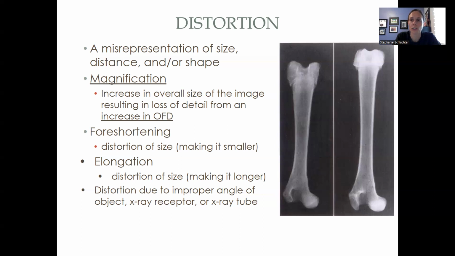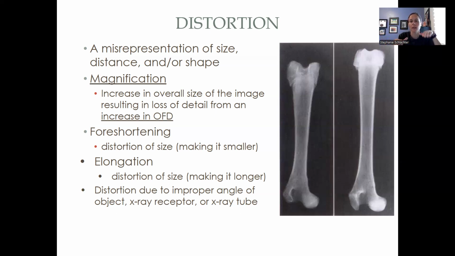Now, foreshortening and elongation, if you've had dentistry already, we've used these terms. So this is when we're talking about distortion making something smaller, foreshortening, or elongation, making it longer. Okay, and I've got some pictures to go with that here in a second. This is still distortion, but it's not because of moving the object up or down like we have with magnification, because that's level distortion. It's equal overall.